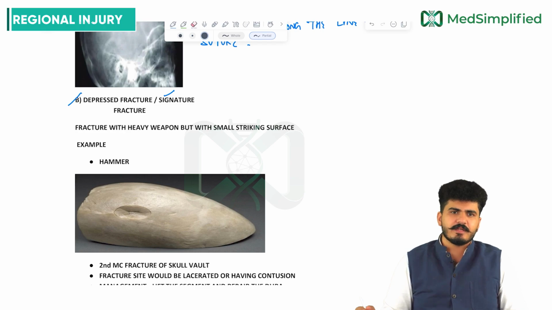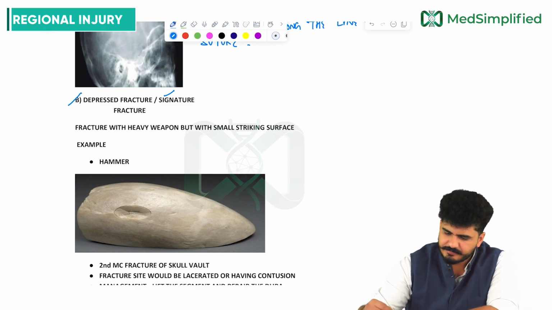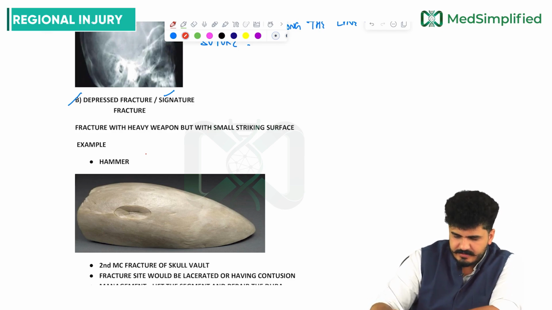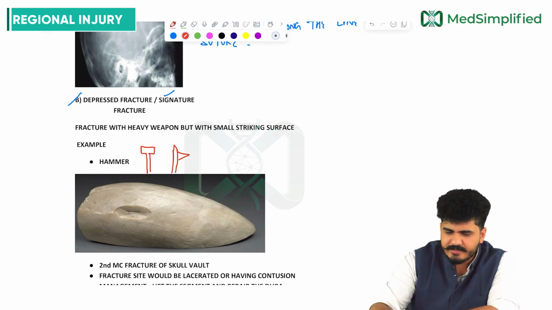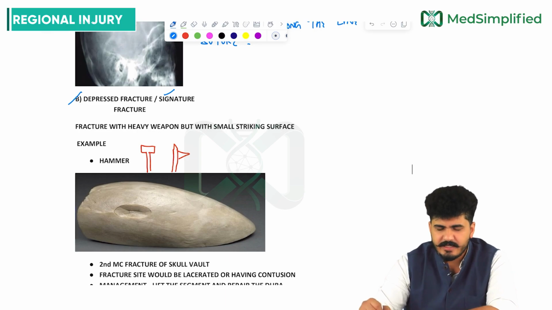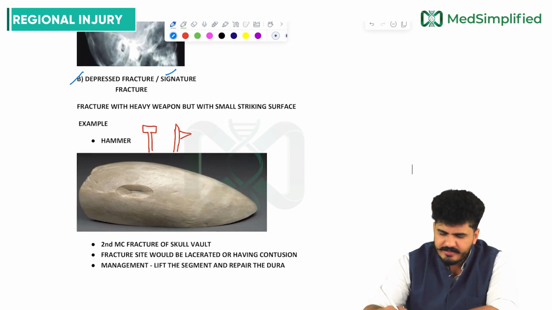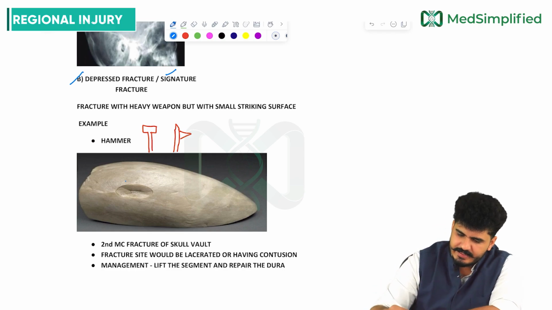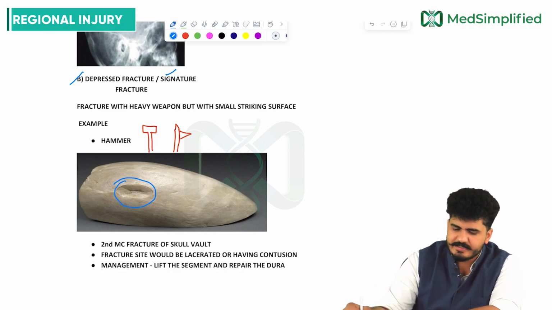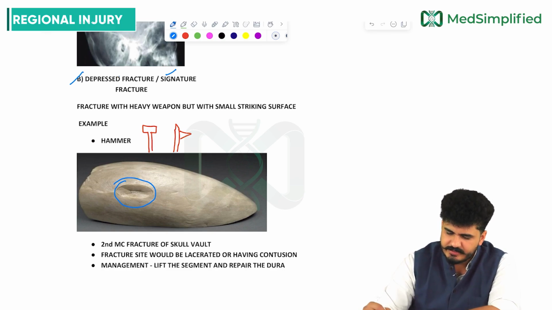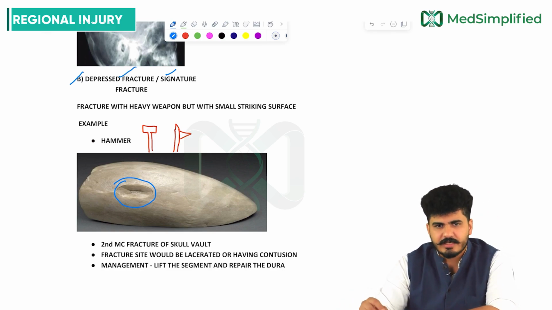This is a fracture caused by a heavy weapon with a small striking surface. The best example of a heavy weapon with a small striking surface can be a hammer, or an axe. The striking surface is small, and once it hits the skull vault, you will see the depression right here. This is what is called a depressed or signature fracture.